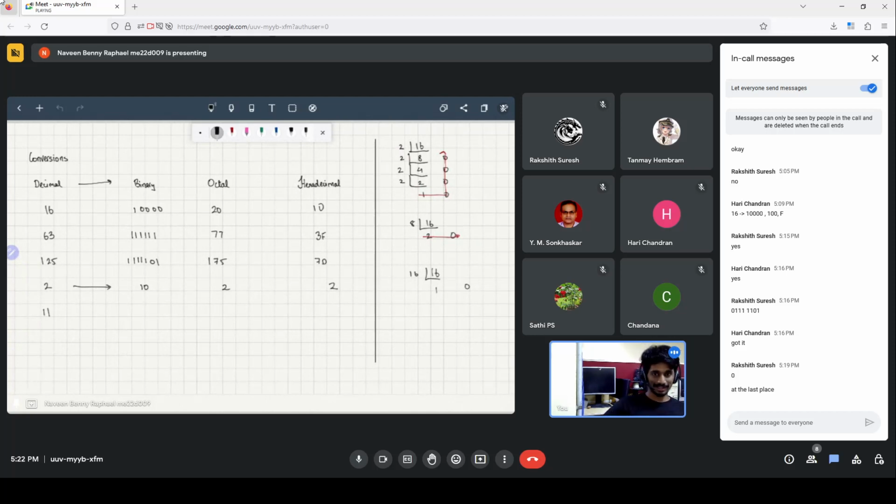I hope that made sense. Should we spend a little more time on this? We can easily make more questions to solve and check. Okay.